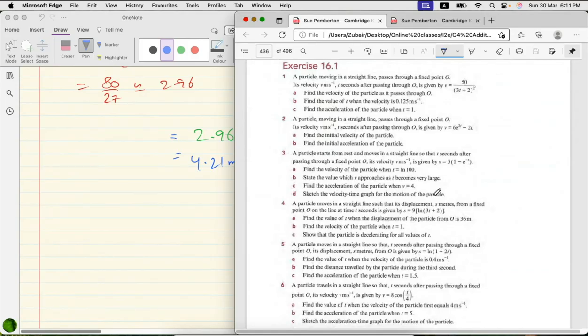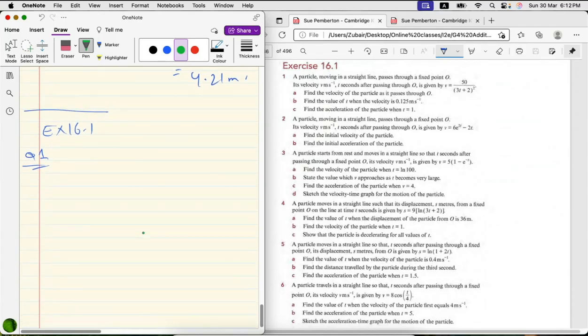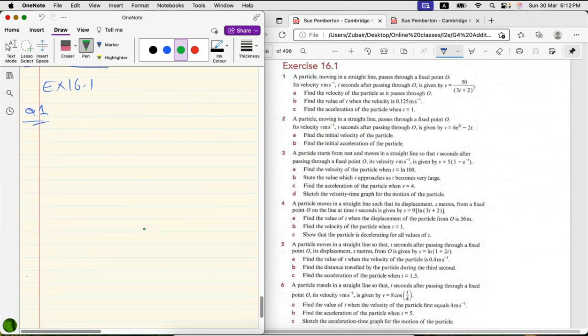Practice exercise. Exercise 16.1. Question number 1. A particle moving in a straight line through fixed point O. Its velocity v meters per second after passing the origin is given by this equation.